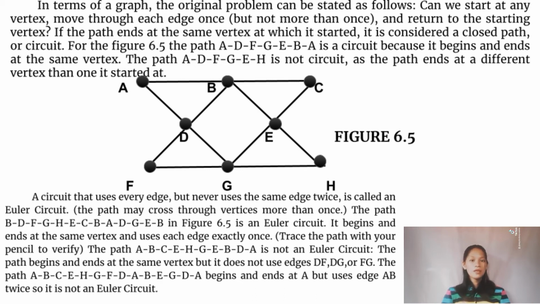The path ABCEHGFDABEGDA begins and ends at A but uses edge AB twice, so it is not an Euler circuit. All of this relates to the Königsberg bridges problem in the following way. Finding a path that crosses each bridge exactly once and returns to the starting point is equivalent to finding an Euler circuit for the graph in figure 6.4.